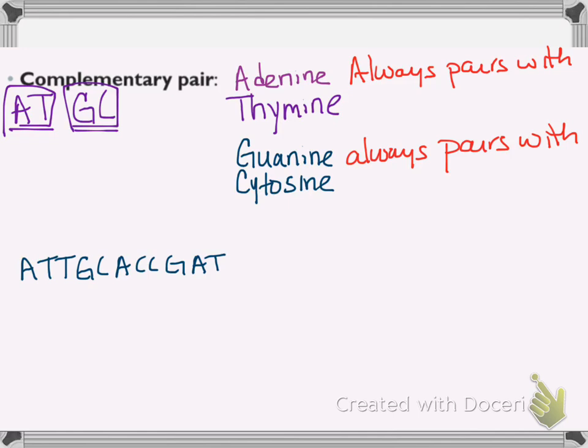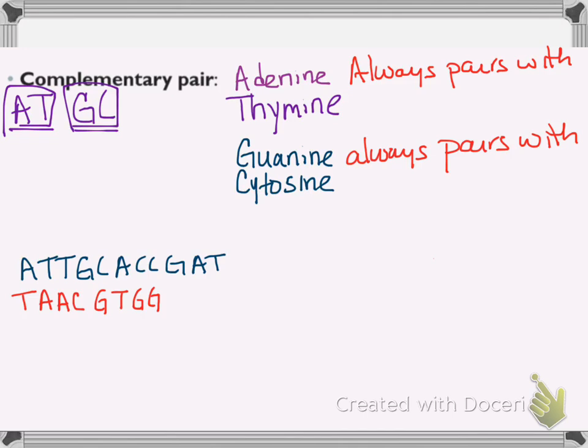And I already told you that A always pairs with T. So looking at this, A pairs with T. So the same thing happens for T. T has to pair with what then? A. So you have another T. What is it going to pair with? A. G pairs with C. So what's G going to pair with? C. And then C pairs with G, and A pairs with T, and C pairs with G, and C pairs with G. Figure out the rest.